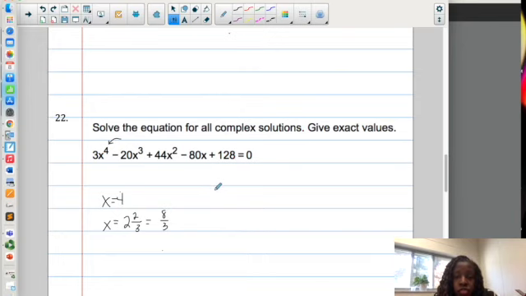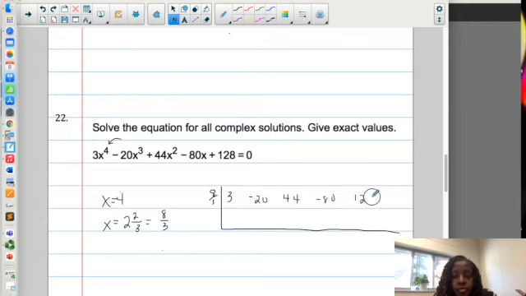I'm going to show you that you can use this 8/3 to synthetically divide this function. So I've got my 8/3. It looks kind of pitiful, but trust me, it's okay. I'm going to put 8/3 and I'm going to put my coefficients: 3, -20, 44, -80, and 128. Bring down my 3. 3 times 8/3 is an 8. Going to give me a -12.